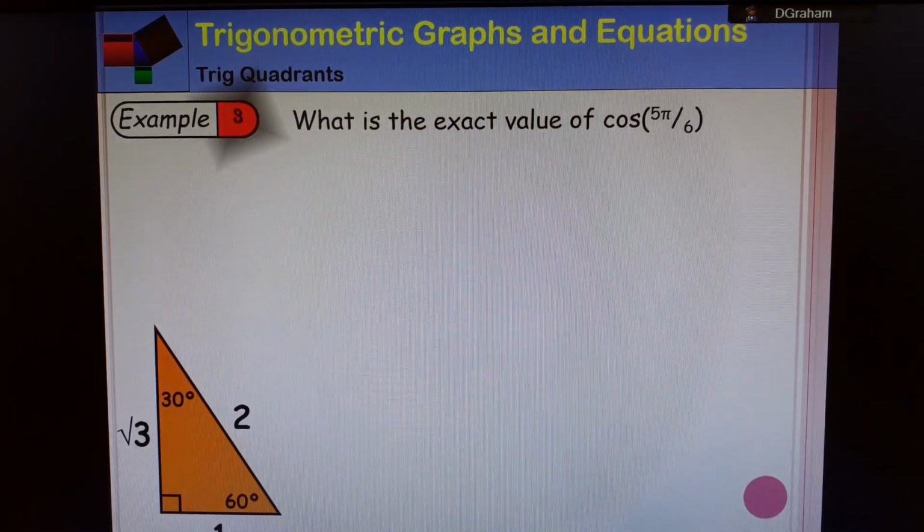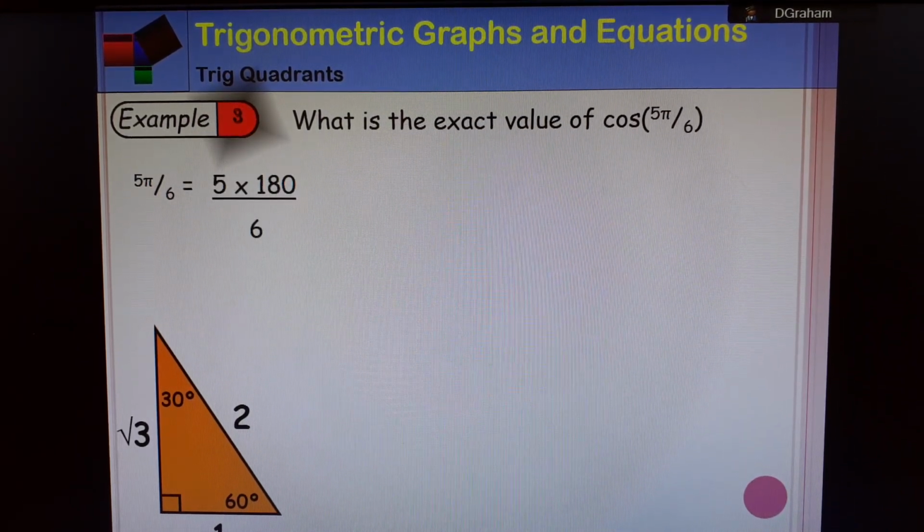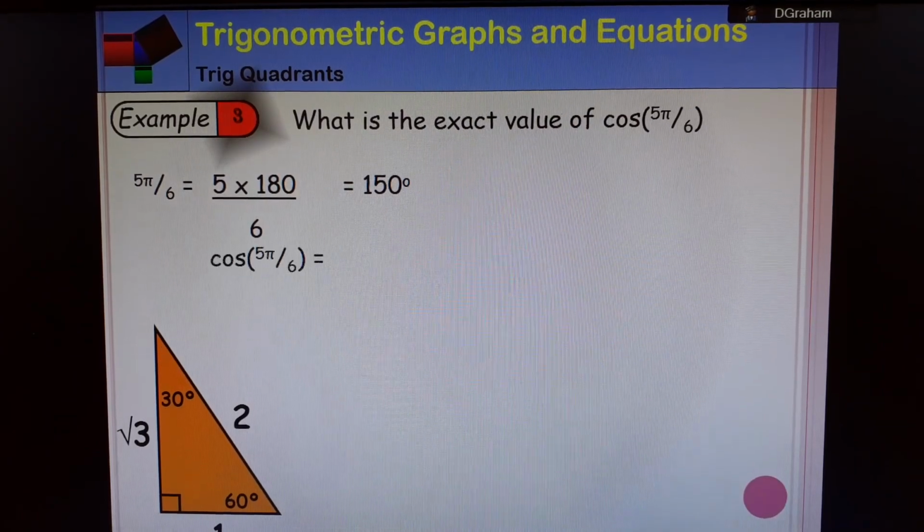Okay, what about one that's given in radians? Don't worry if it's given in radians. What I would suggest you do is just convert it to degrees. So just do the change, 5 times 180 divided by 6. Do the 180 divided by 6, which is 30, and that's just 5 times 30, which is 150. So we're actually finding the cos of 150. I think it's easier to think of working the table with degrees.